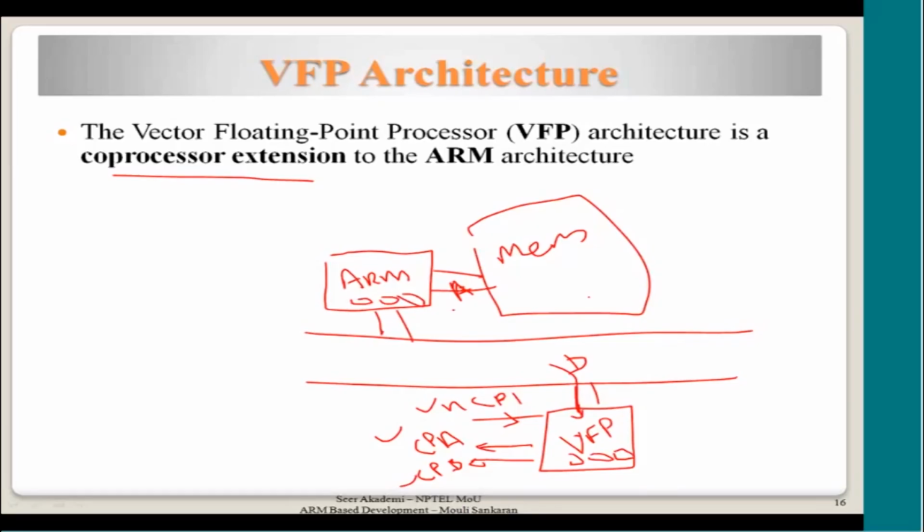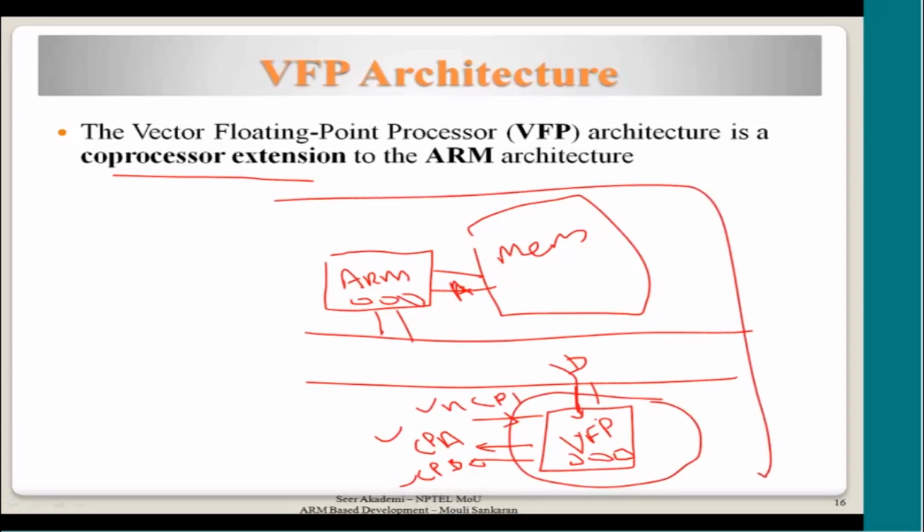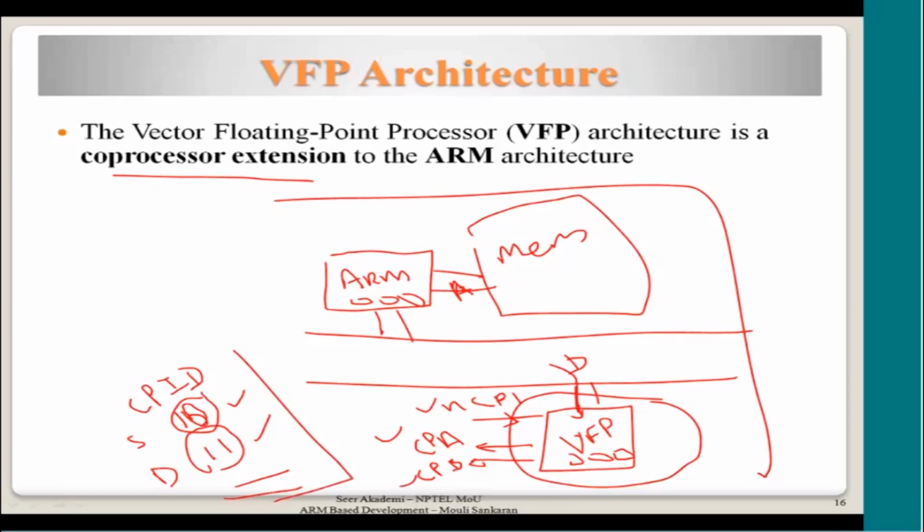When I am talking about VFP, it is basically a coprocessor using a CPID. Let me tell you right now: CPID 10, it's not 16. CPID 10 and 11. One is single precision floating point and the other is double precision floating point. So it uses the CPIDs 10 and 11. These are standard, used by the vector floating point processor.